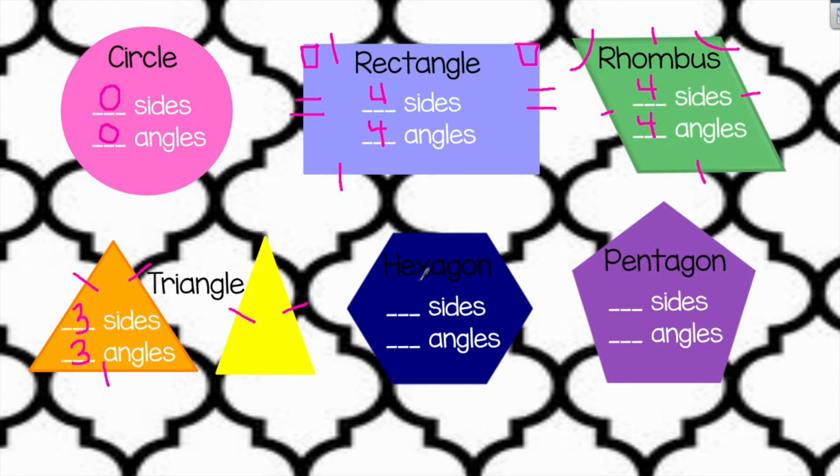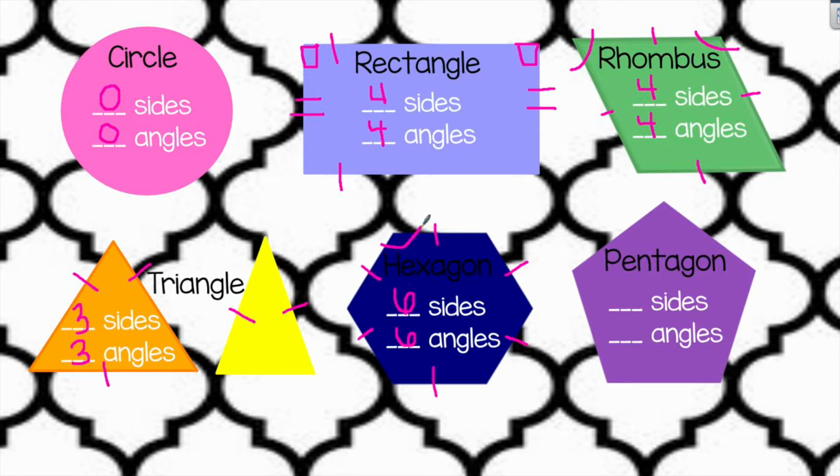The 5th shape that we're going to be talking about today is a hexagon. A hexagon has 6 sides and 6 angles. In this hexagon, all the sides are the exact same length. In addition to this, all of the angles are not right angles, so they do not have square corners.